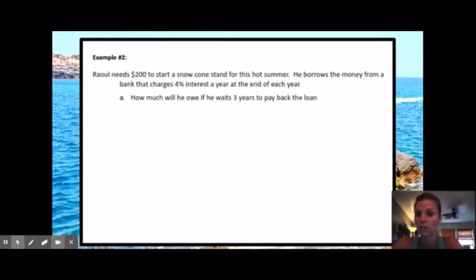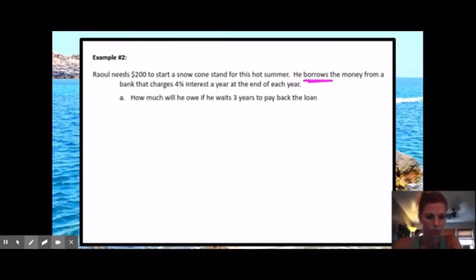Let's look at this one. Raul needs $200 to start a snow cone stand for the hot summer. He's going to borrow the money from a bank that charges 4% interest a year at the end of each year. How much money will he owe if he waits 3 years to pay back the loan?